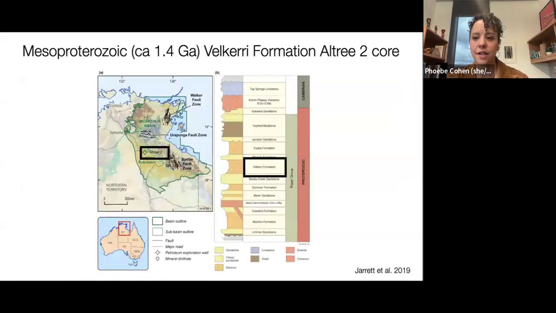So to try to better understand where eukaryotes were living during the Mesoproterozoic and how they were living, we were able to obtain some material from the Altree 2 core of the Velkerri Formation in the Roper Group in the Northern Territory of Australia. The age constraints on the Velkerri are about 1.4 billion years old. Many people have worked on this core, which is fabulous.